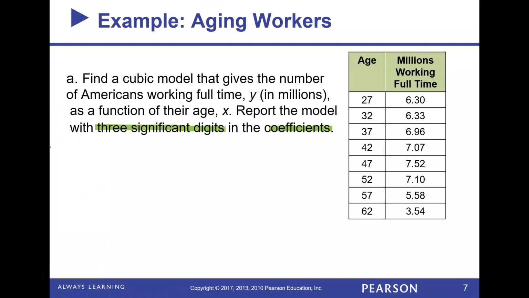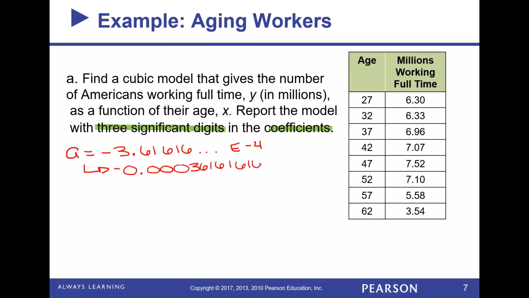Okay. So everybody saw that we got A equals a negative 3.61616. And then it had like an e to the negative 4, right? Okay, so realistically, this number is actually a negative 0.00036161616, because it does kind of repeat that the whole time, right?